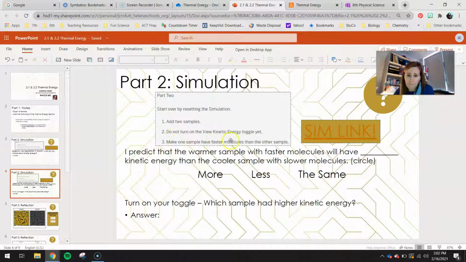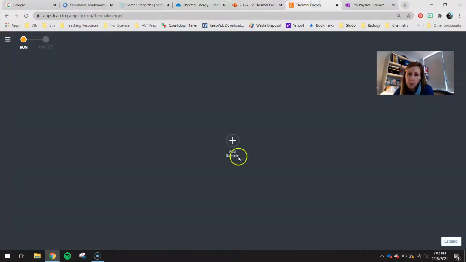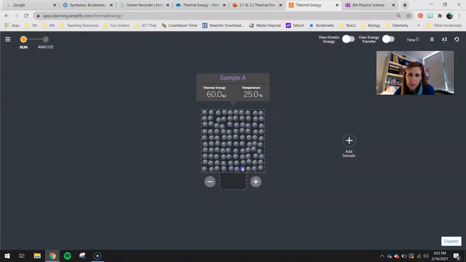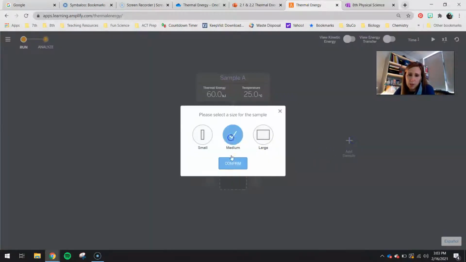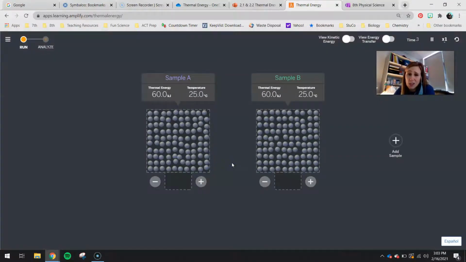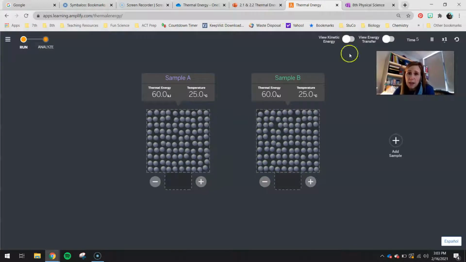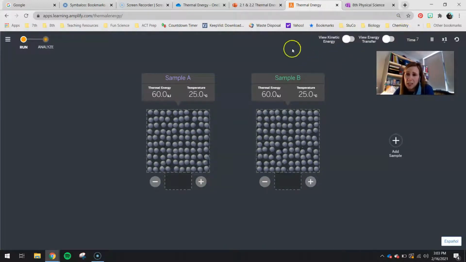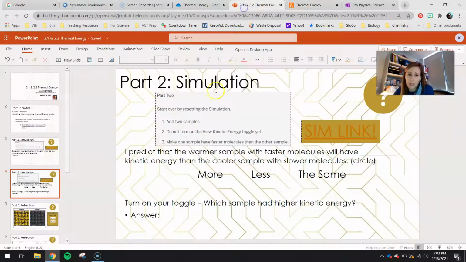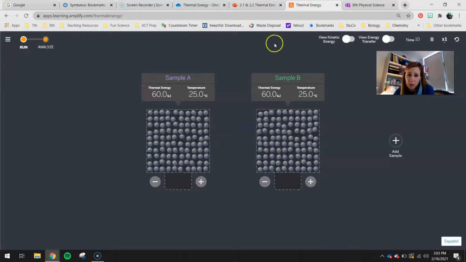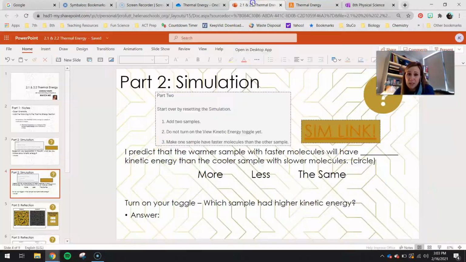Make one sample have faster molecules than the other sample. Really, as far as this goes, you can choose which samples you do. You can do 2 different sizes or the same size, it doesn't really matter. But again, for this first part, you're going to keep your toggle off for your kinetic energy. So again, make one sample have faster molecules than the other. Mess around with this simulation. Your goal is for either sample A or sample B to have molecules that are moving faster. Think of how you might accomplish that.